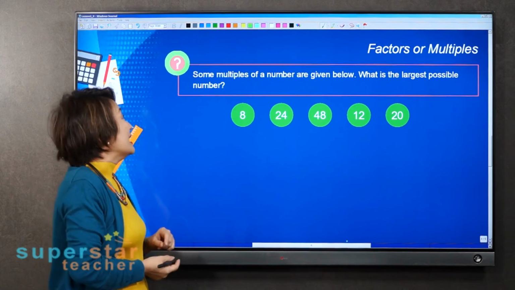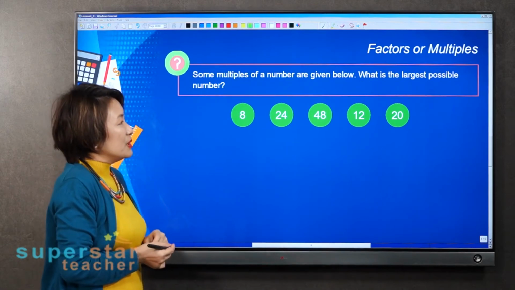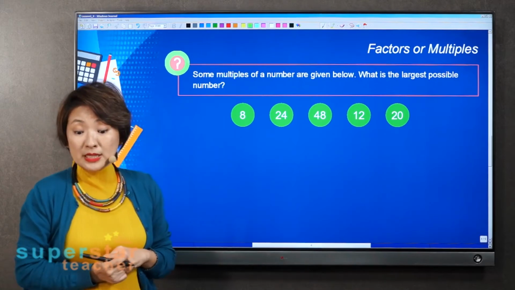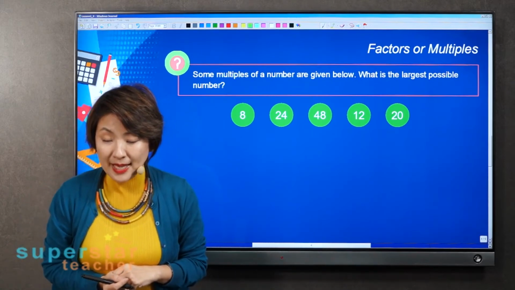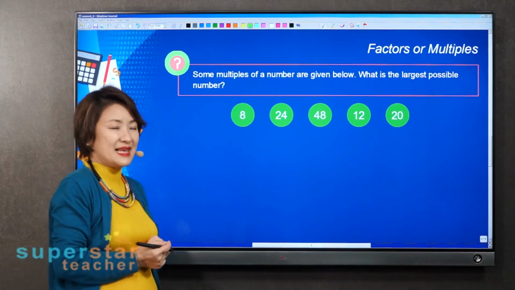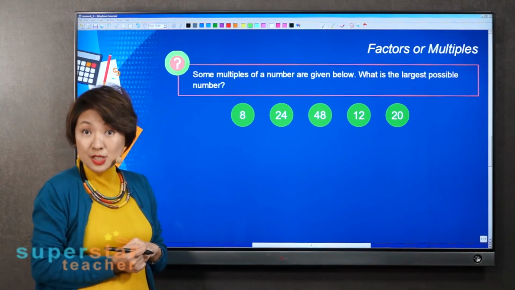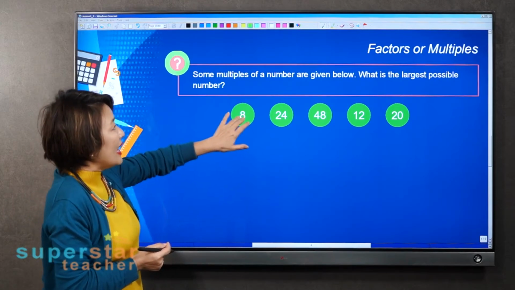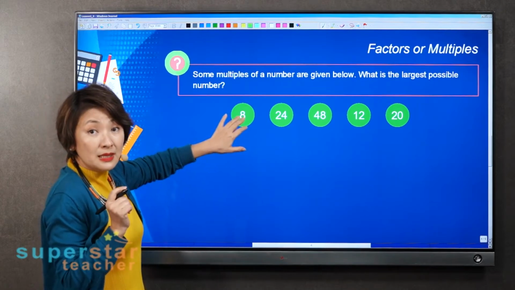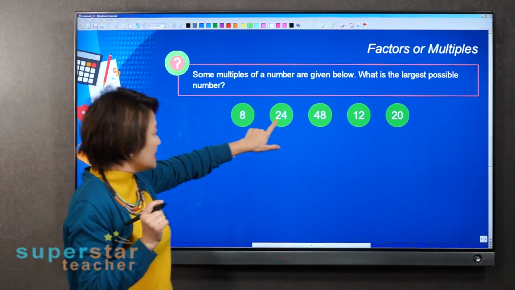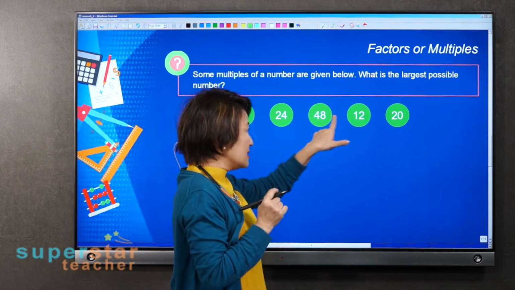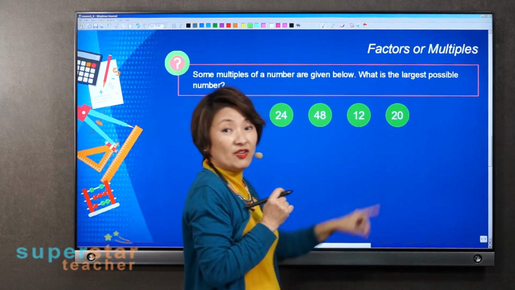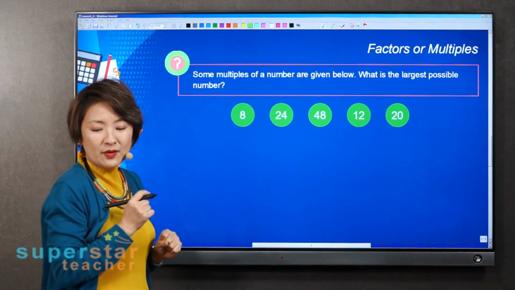Now, let's look at this one. Some multiples of a number are given below. What is the largest possible number? Some people, when they look at this question, will use eye power. Some will say, oh, the answer is 8. Well, you might have to check it. If you think the largest possible number is 8, it must be a multiple of 8. This is a multiple of 8. This is a multiple of 8. Is this a multiple of 8? No. Is this a multiple of 8? No.